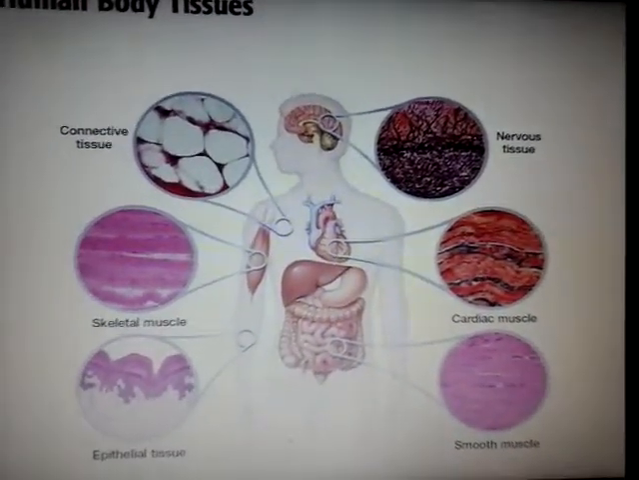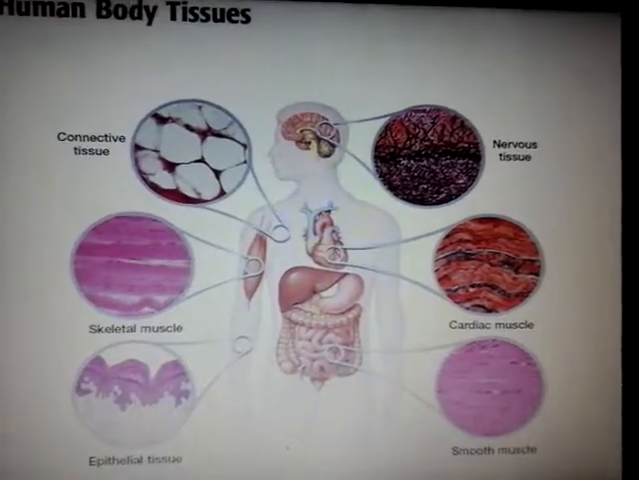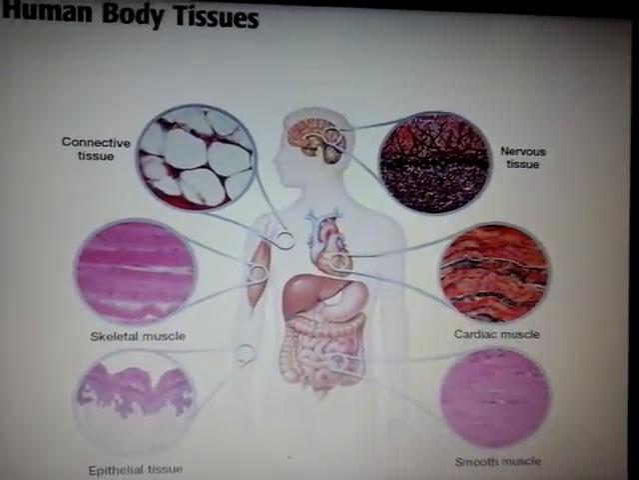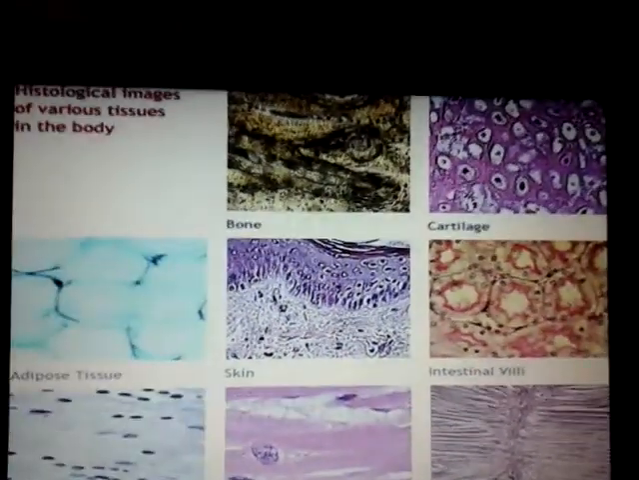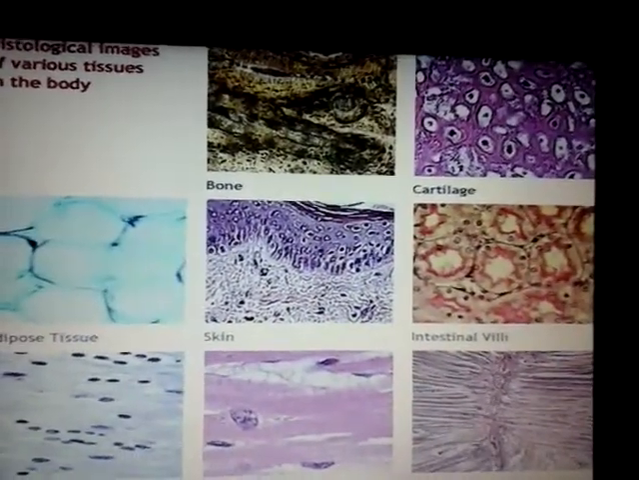So if you have the anatomy coloring book, what we're going to do today goes along with page 8 in the coloring book. So, a whole bunch of different types of tissues.